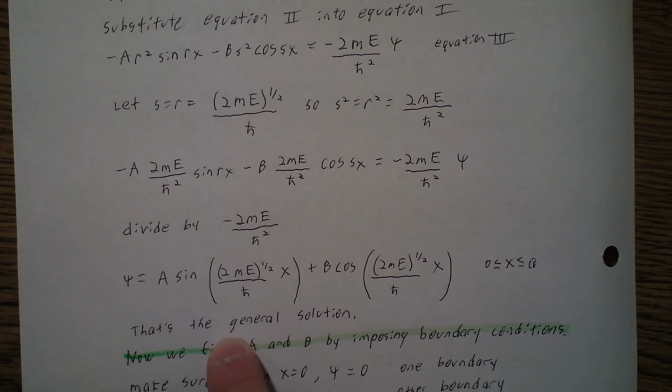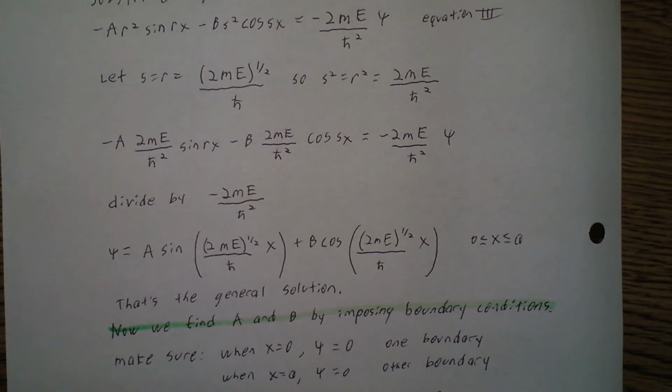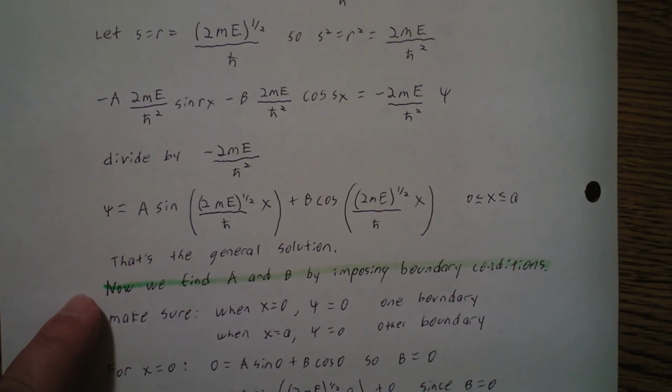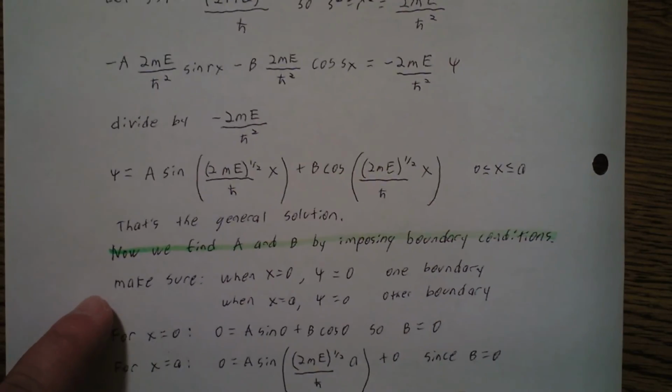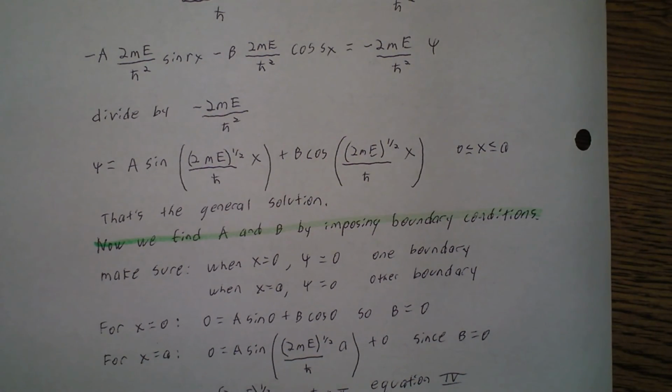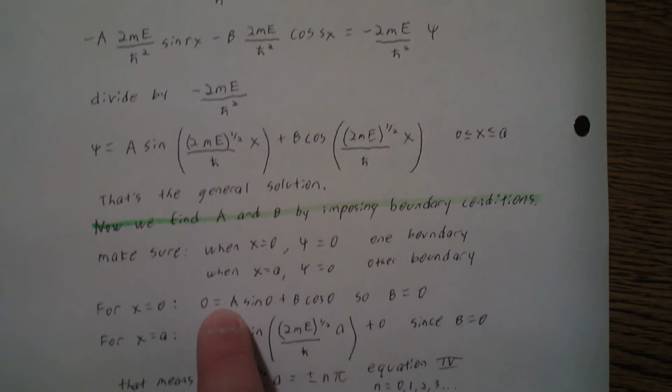Now we call this the general solution. If you're taking differential equations, you know what that means. But what that means for this class is that we need to find a more specific solution called the particular solution. So now we need to find a and b by imposing what we call boundary conditions. So we need to make sure that when x is equal to 0, psi is equal to 0, because that's one of our boundaries, the left boundary. And when x is equal to a, psi is equal to 0, because that's our other boundary, the other edge of the box.